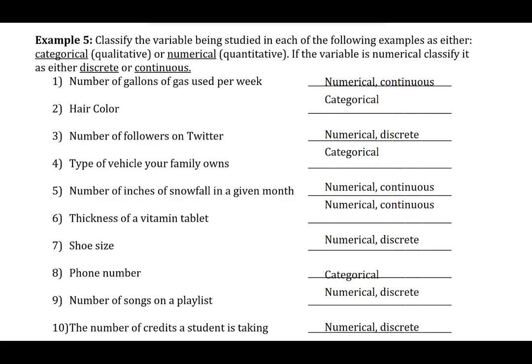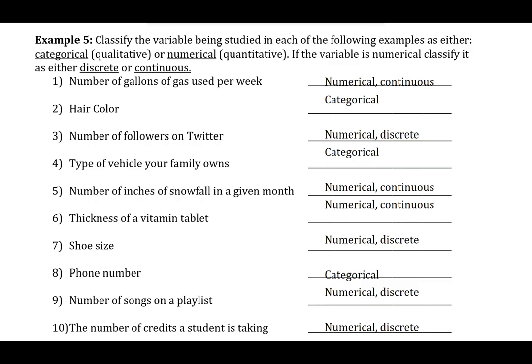Hair color would be categorical, unless, of course, you're talking about hair dye color, in which case that could be some other type. Number of followers on Twitter would be numerical and discrete because it is counted. You cannot have half of a follower on Twitter. Type of vehicle your family owns would be categorical.